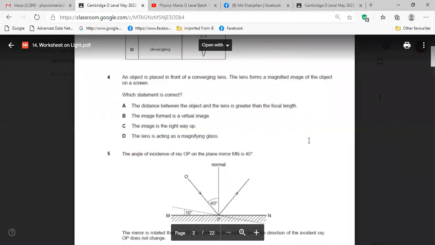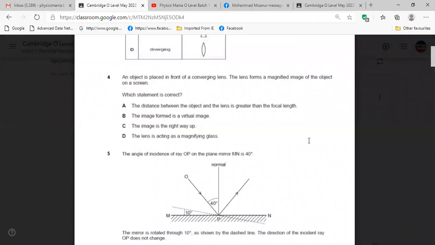Can you read loudly, Farabi? An object is placed in front of a converging lens. These lenses form the magnified image of the object on a screen. Which statement is correct?